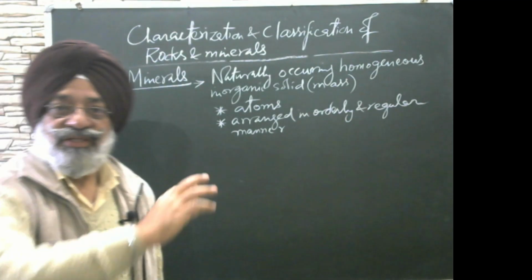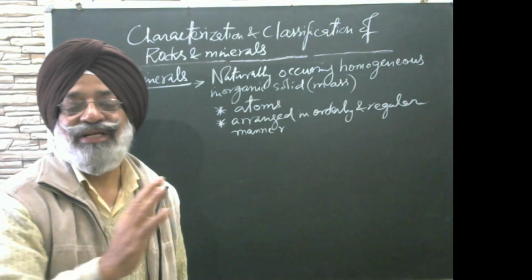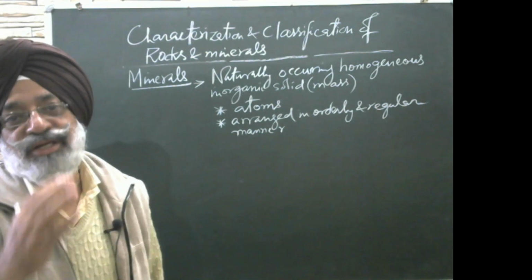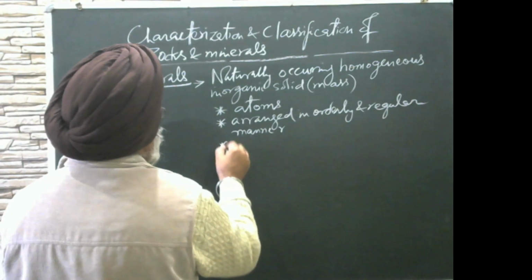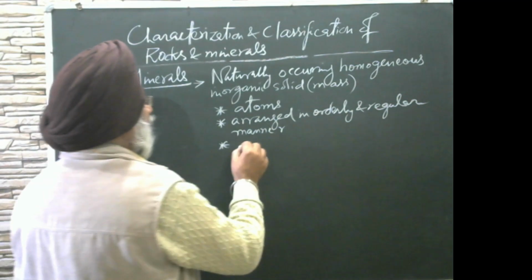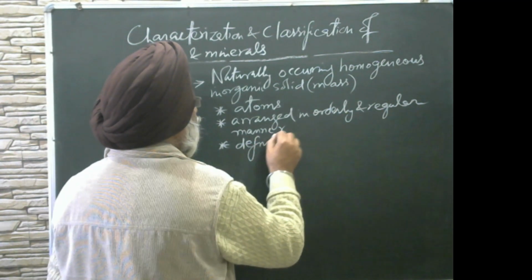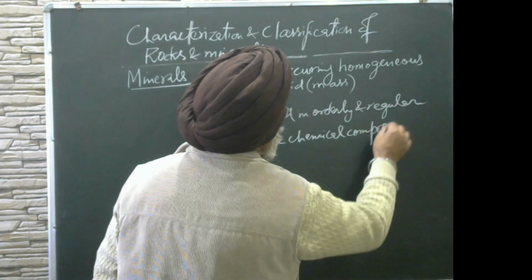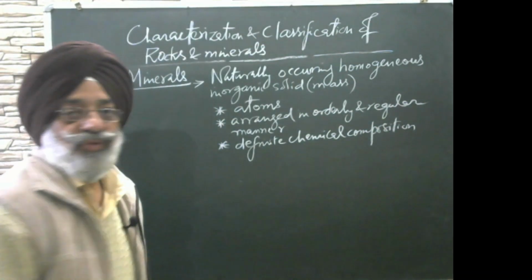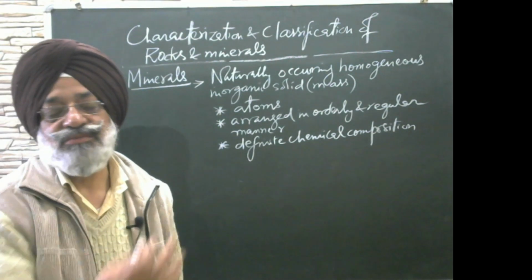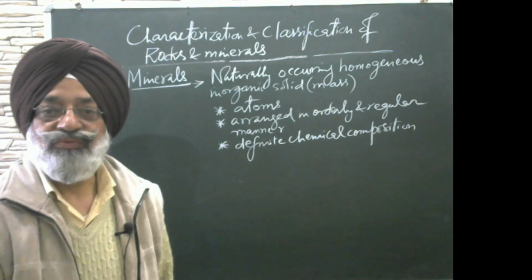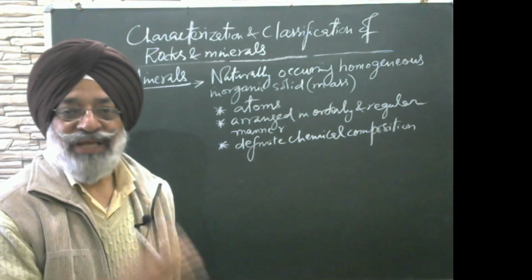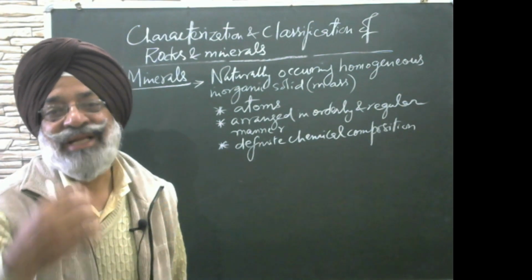That means the structure of these minerals is in order, it is a regular structure. It's not that the atoms are randomly placed somewhere. These atoms are arranged in a regular order, and they have a definite chemical composition. For example, H2SO4, sulfuric acid, is composed of 2 atoms of hydrogen, 1 atom of sulfur, and 4 atoms of oxygen. Similarly, minerals have a definite chemical composition. Based on that chemical composition, the minerals are named and classified.